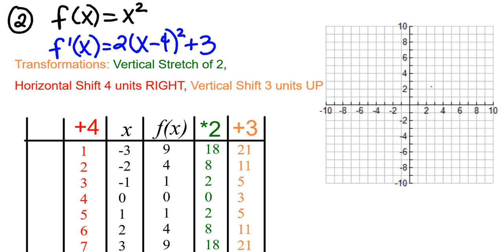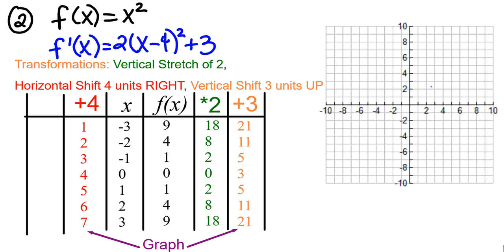So what do we graph? The outermost columns is what's going to make up the coordinates for our parabola. So my points would be (1, 21), (2, 11), (3, 5), (4, 3), (5, 5), (6, 11), (7, 21).